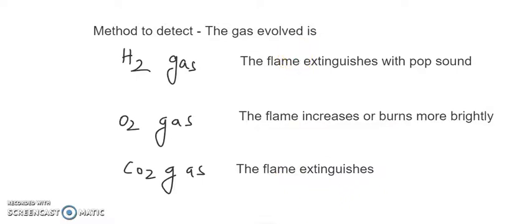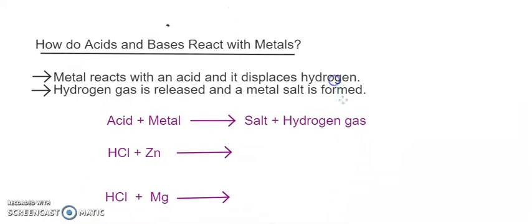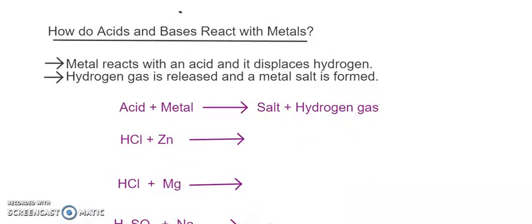So the first type of reaction that we are going to look into is how acids and bases react with metal. A metal reacts with an acid and displaces or releases hydrogen. So hydrogen gas is released and a metal salt is formed. The standard general formula for an acid reacting with a metal is acid plus metal gives us salt plus hydrogen gas. We'll be looking into these reactions a little while. We'll be looking into how zinc reacts with hydrochloric acid, the experiment.